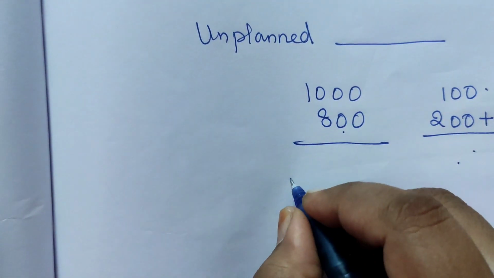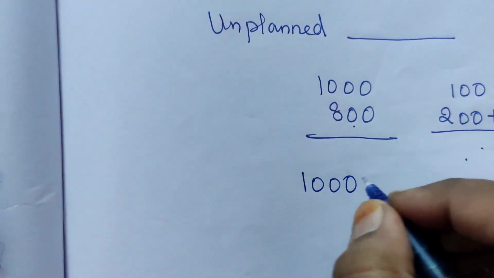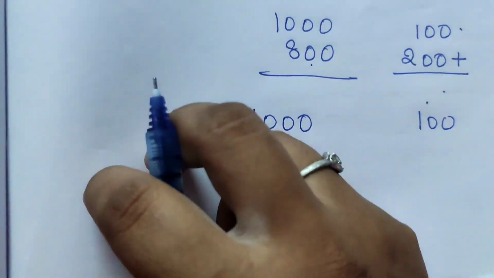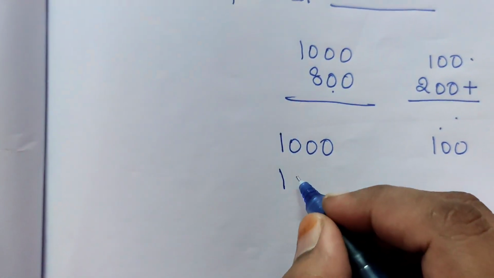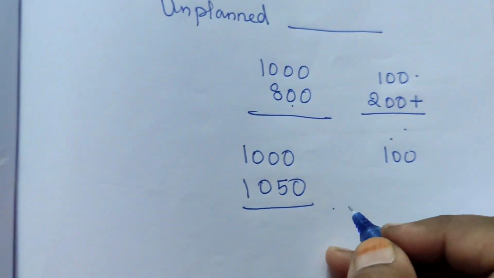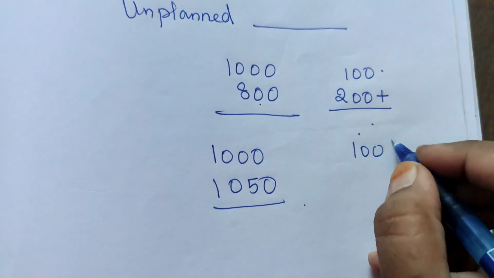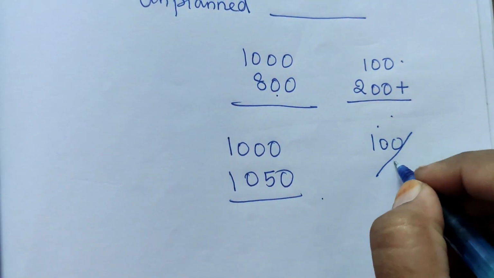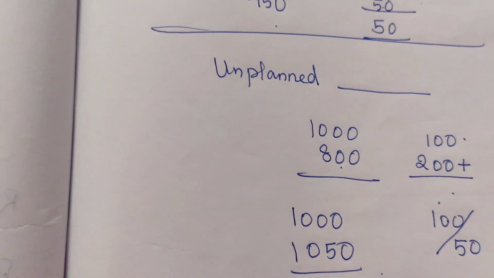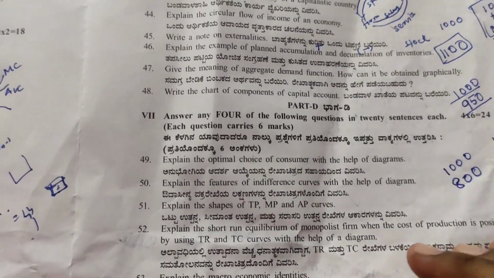And for unplanned decumulation of stock, every year you are able to sell 1000 shirts and 100 stock you are supposed to keep. But this year you were able to sell more than 1000 shirts, which is 1050 shirts. So without any planning the inventory got decumulated to 50. This is considered as unplanned decumulation of stock. I hope you all are clear with this.